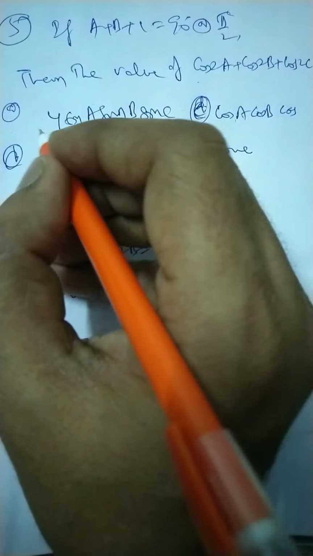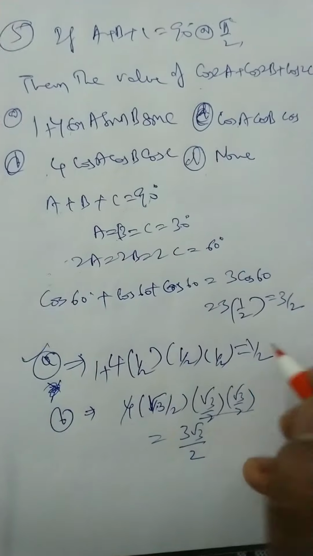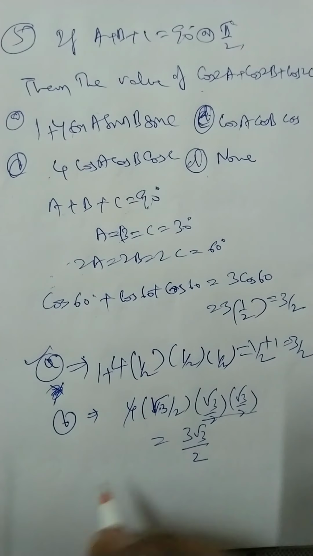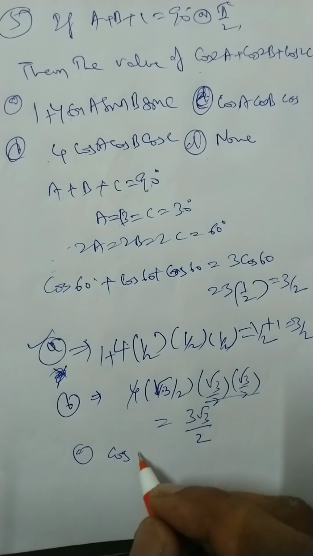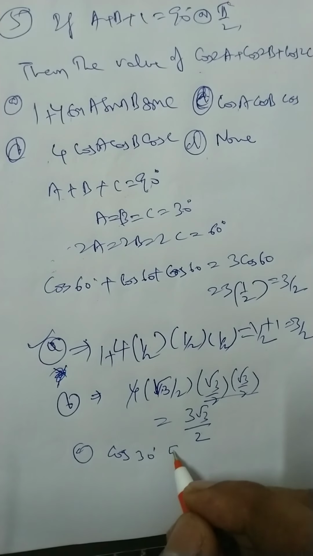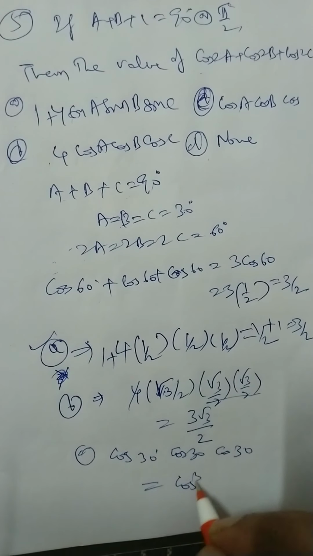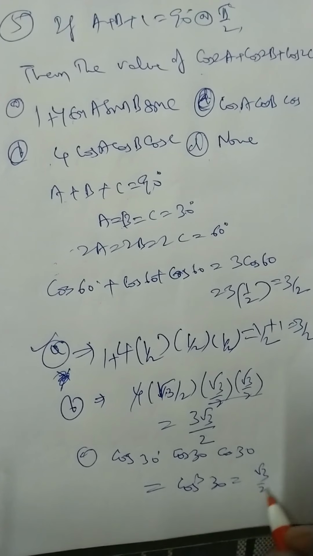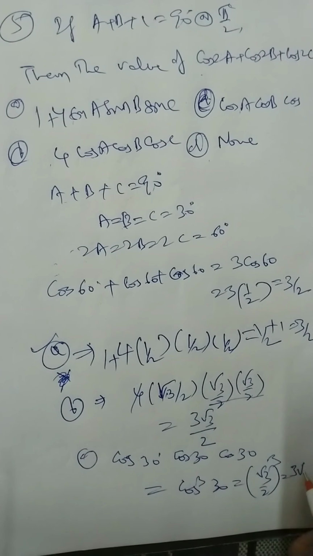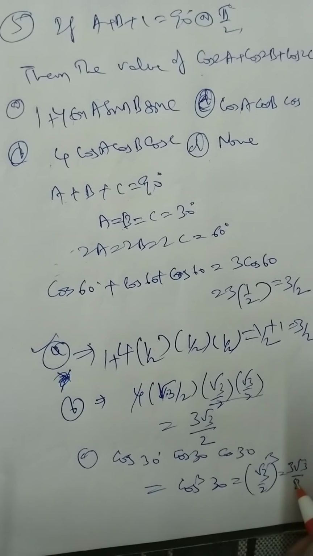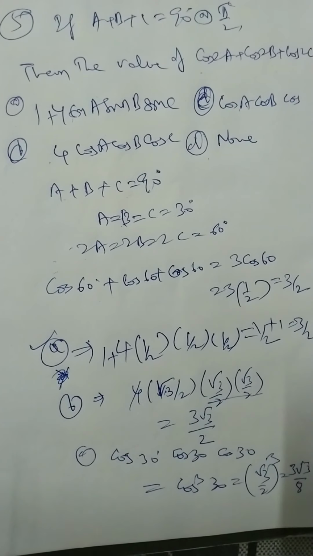So I think this is our correct option. Sorry for the inconvenience, because I hurriedly went on to taking this problem. So cos 30, cos 30, cos 30, which is cos cube 30, which is root 3 by 2 whole cube, which is 3 root 3 by 8. So this is also not matching our answer. So option A is correct.